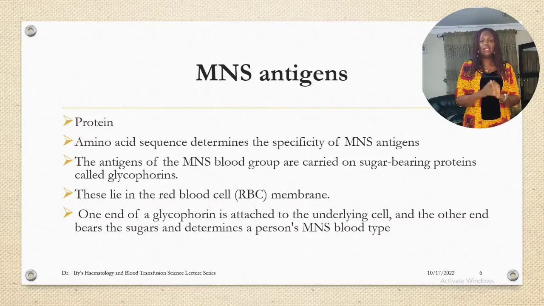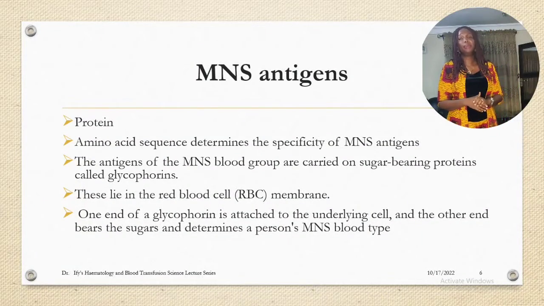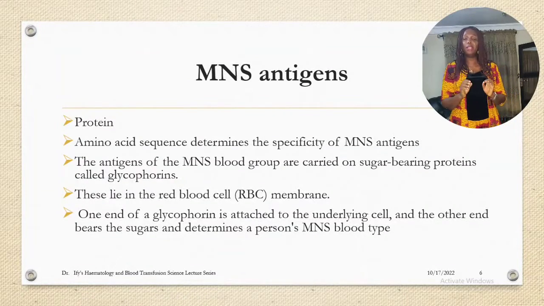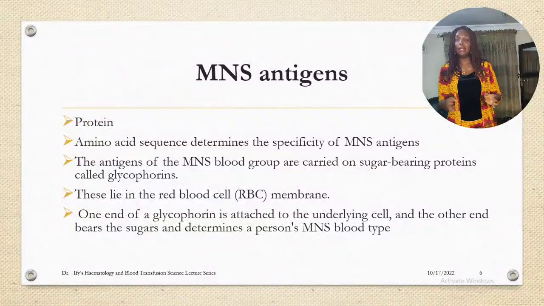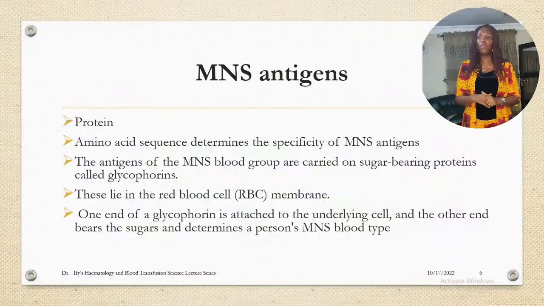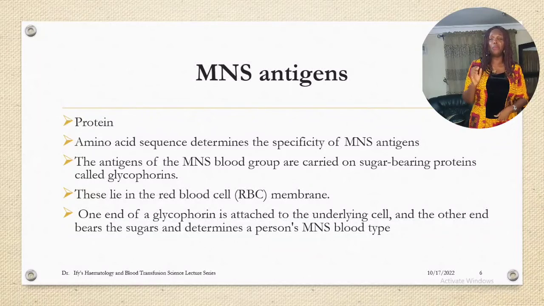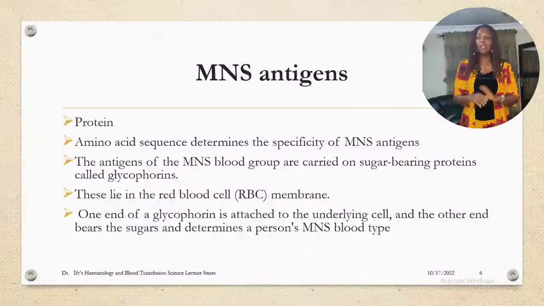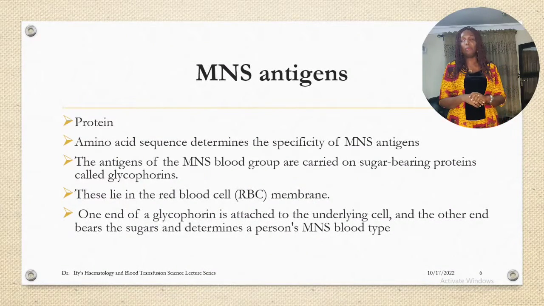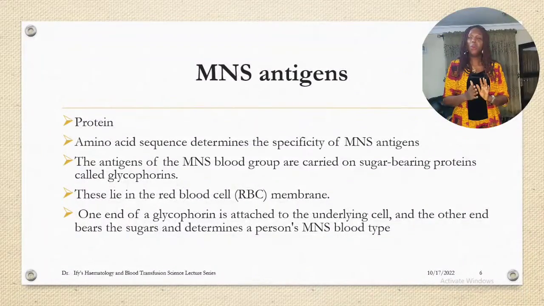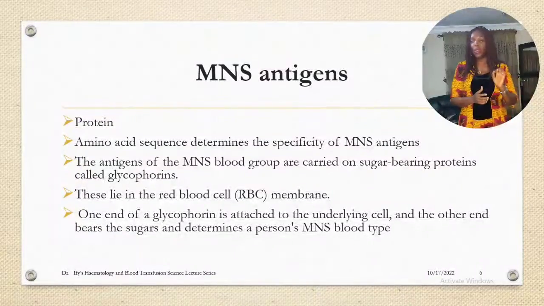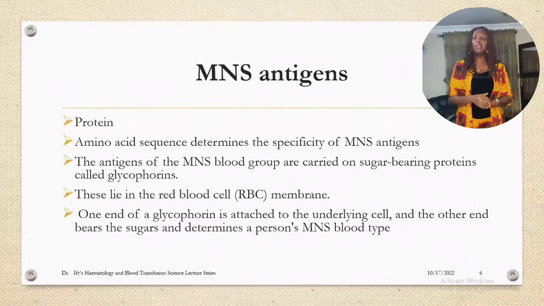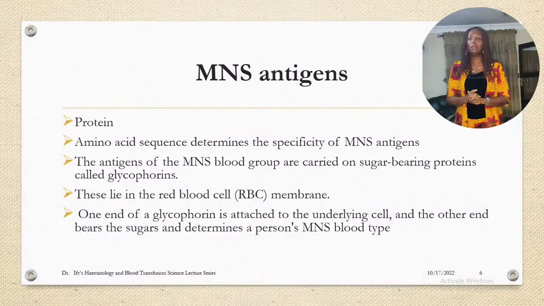The nature of antigens in this blood group system. The antigens are proteins, and the amino acid sequence determines the specificity of the MNS antigens. The antigens of the MNS blood group are carried on sugar-bearing proteins called glycophorins. These glycophorins lie in the red blood cell membrane. One end of a glycophorin is attached to the underlying cell, and the other end bears the sugars and determines the person's MNS blood group.